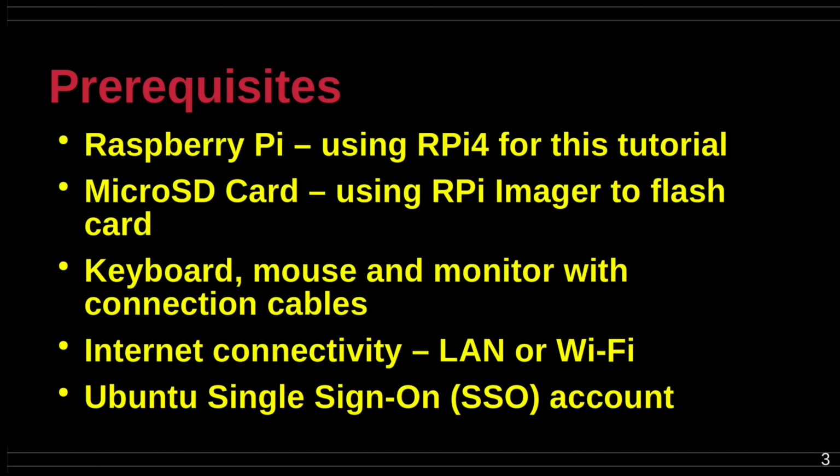Before the first boot can be performed, the SSH public key of the remote client must be saved under the Ubuntu One account of the user. For the first boot after the microSD card has been flashed, a keyboard, mouse, and monitor are essential. During the first boot, the Ubuntu Single Sign-On SSO account is used to establish the credentials for the computer. For this purpose, a network connection to the internet is necessary. This connection can be a local area network, LAN, or Wi-Fi.